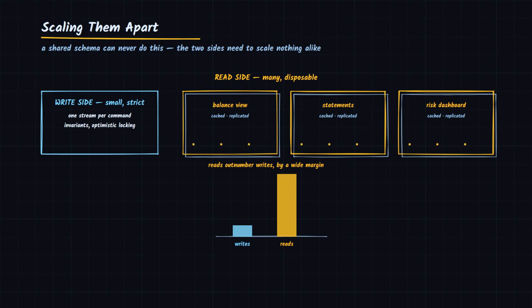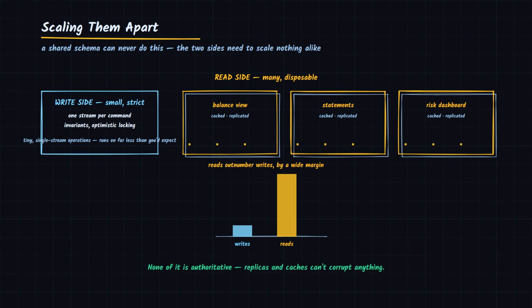Meanwhile, the write side stays small and can often run on far less than you expect, because it is doing tiny, single-stream operations, and you can have as many read models as you have questions, each shaped for its own job, each rebuildable, none of them able to corrupt anything.